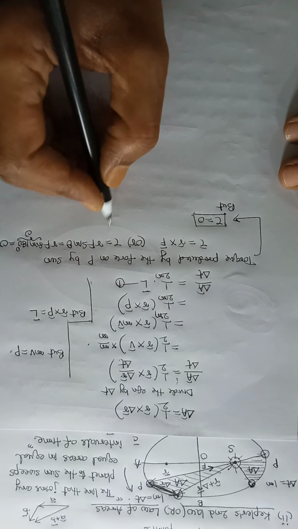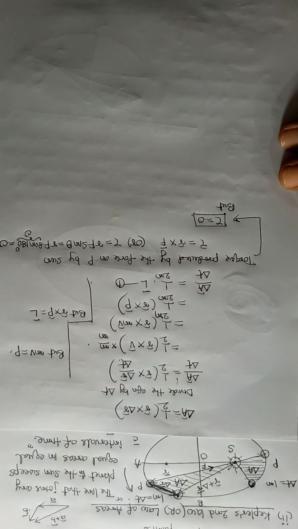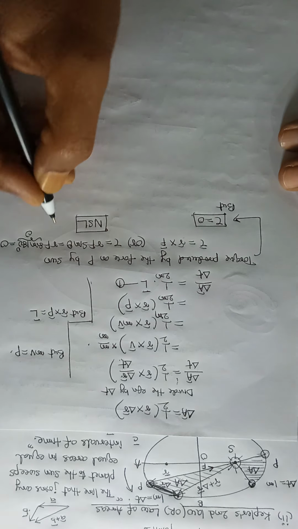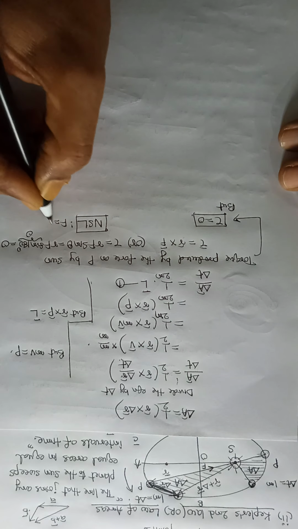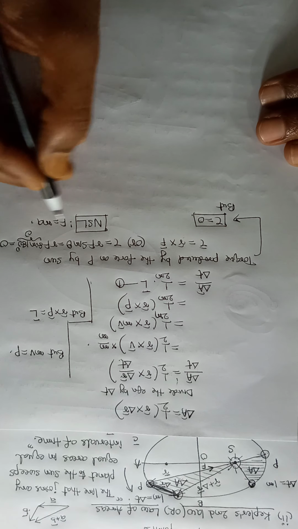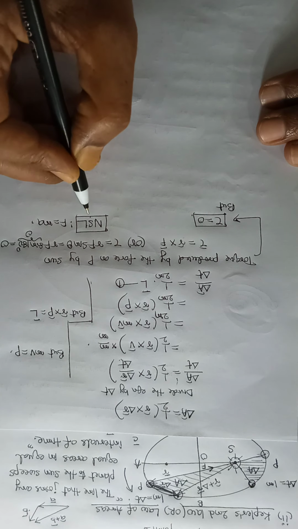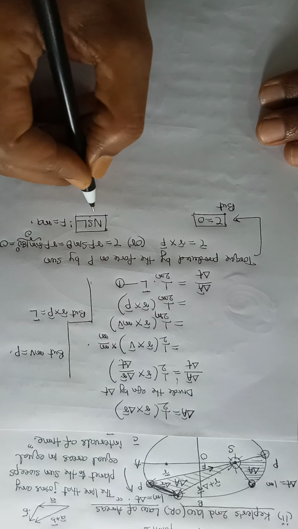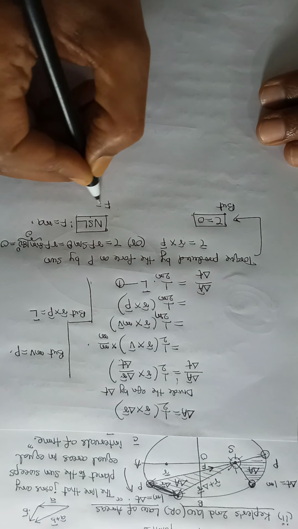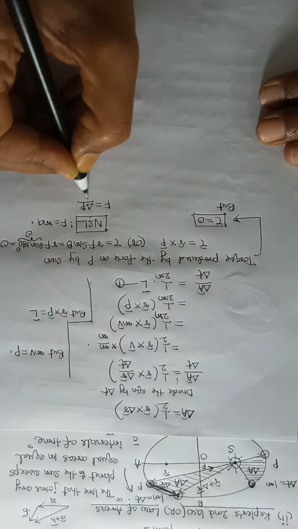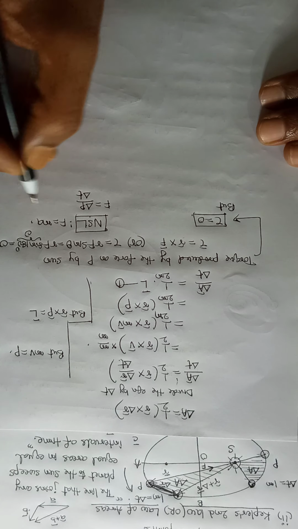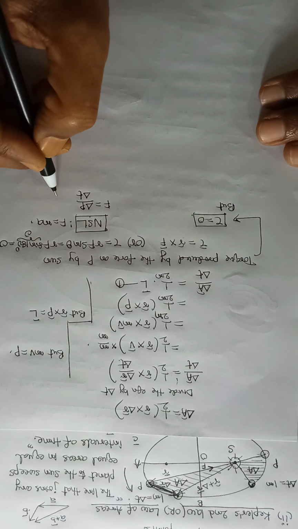But let us consider Newton's second law. What is Newton's second law? F is equal to ma. How does this equation come? What is the statement for Newton's second law? External force exerted is directly proportional to the rate of change of linear momentum. F is equal to delta P by delta T. So this is for linear motion.